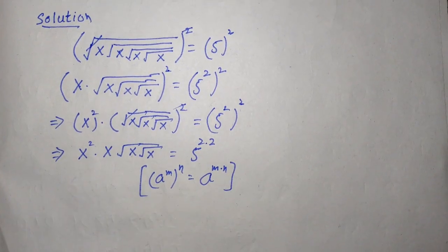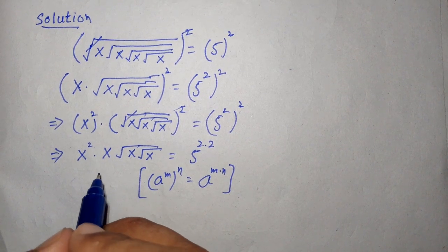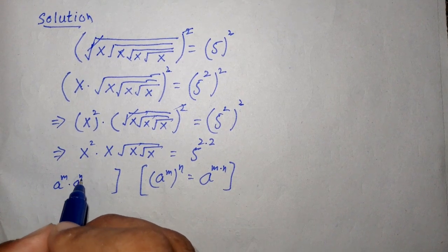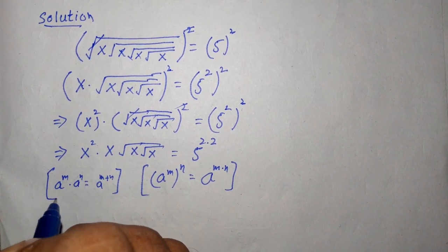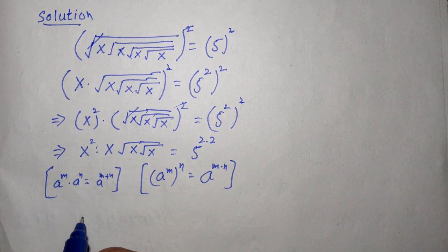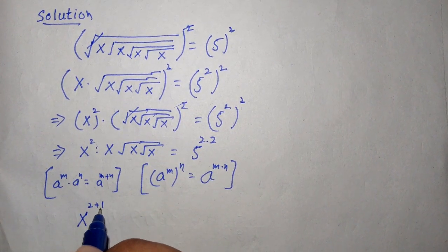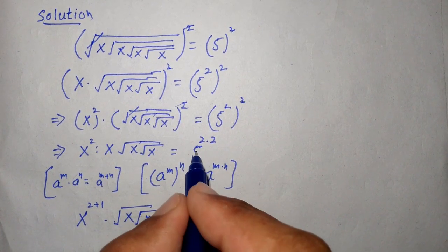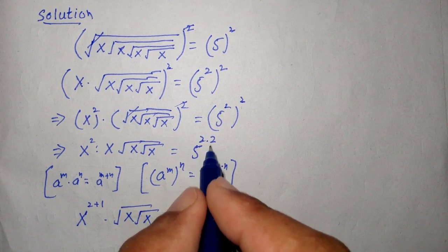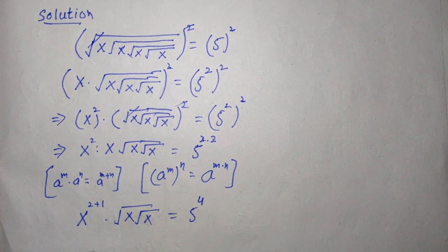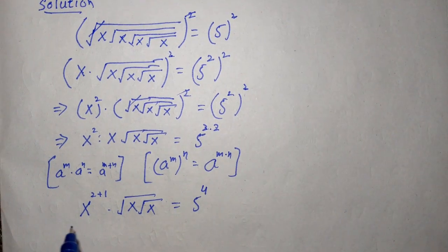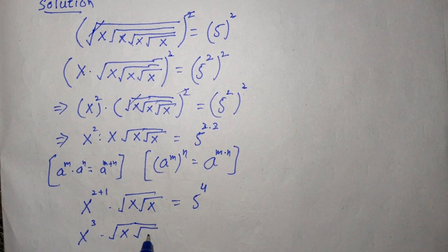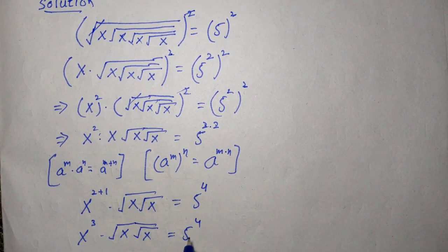So again, also we know that a to the power of m times a to the power of n is equal to a to the power of m plus n. So by applying this identity here, this will become x to the power of 2 plus 1 times square root of x under square root of x is equal to 5, 2 times 2 is equal to 4. Now 2 plus 1 is equal to 3, times square root of x under square root of x is equal to 5 to the power of 4.